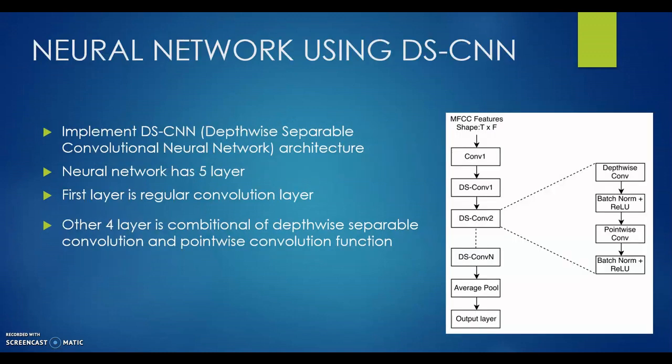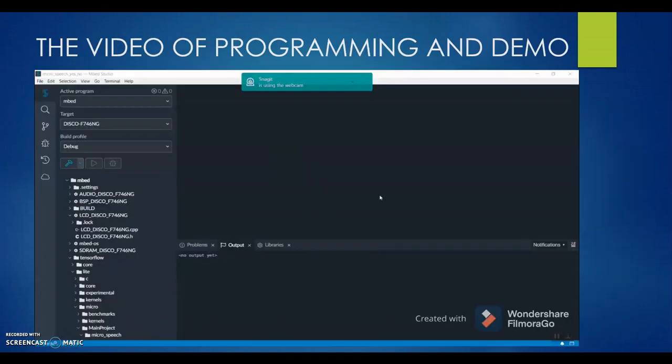This is the neural network using DSCNN. What is a neural network using DSCNN? For this project, we implement the DSCNN, which is a depthwise separable convolutional neural network. The neural network architecture has 5 layers. The first layer is a regular convolution layer, and the other 4 layers are a combination of depthwise separable convolution and pointwise convolution functions. Next, we go to the video of programming and demo, which is shown by my friend.